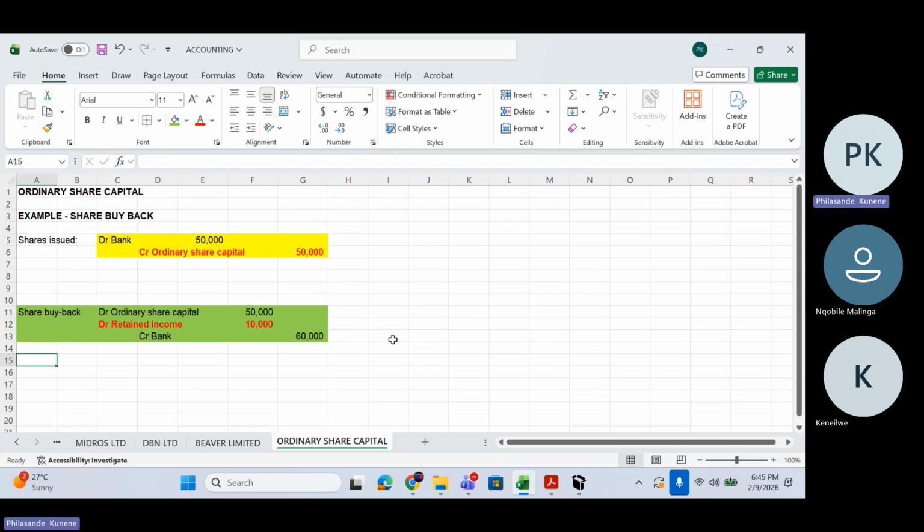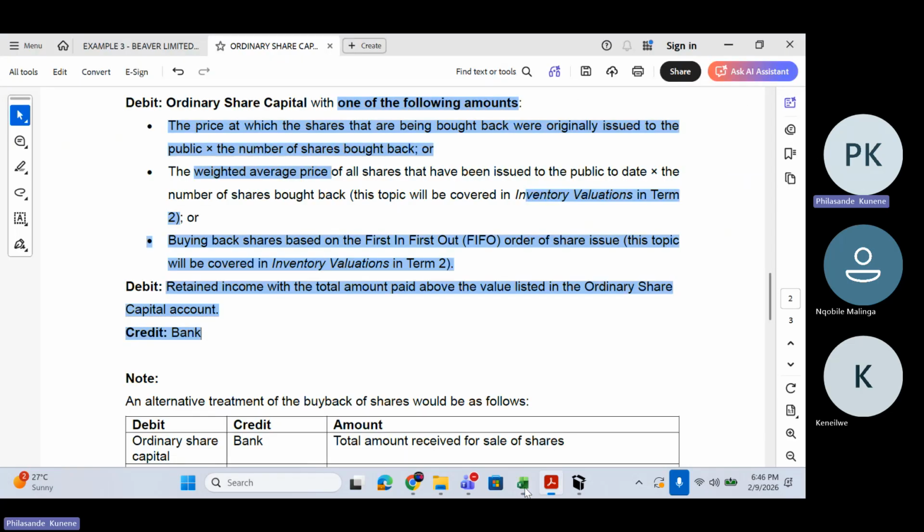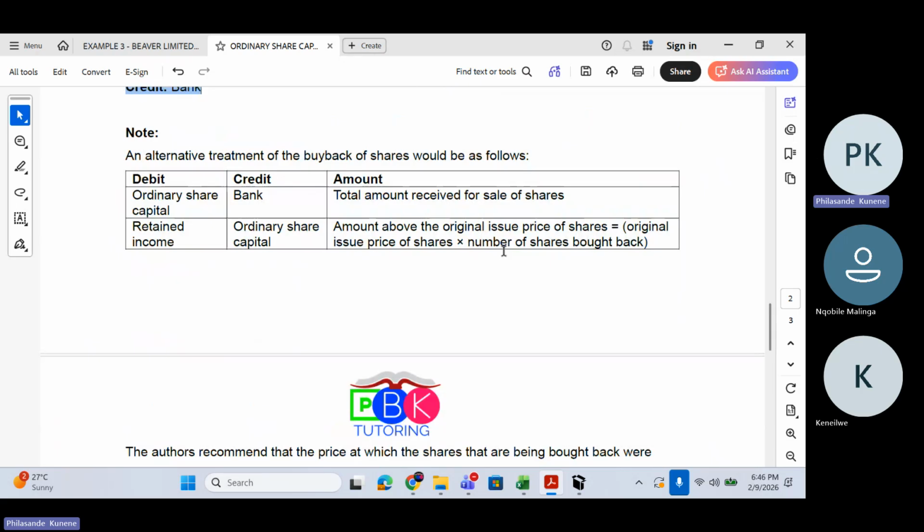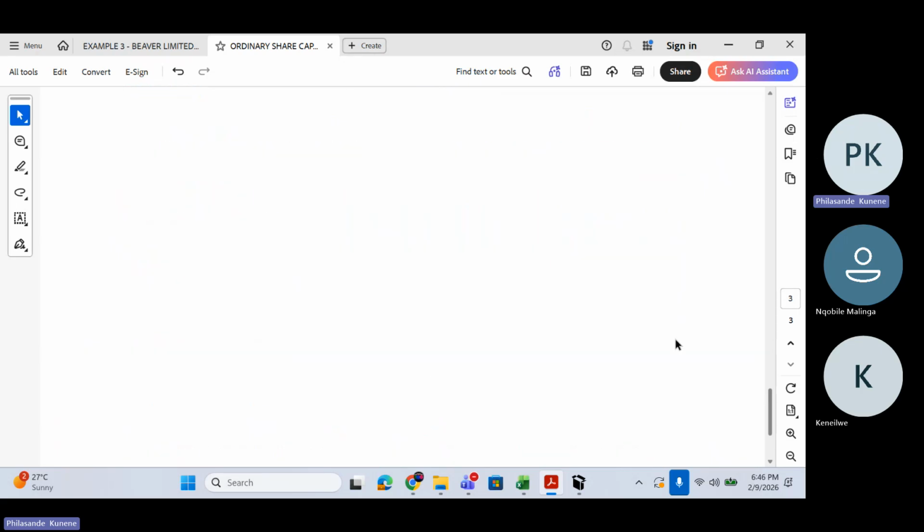Whenever there's a share buyback, you must be careful: how much are we buying them back at? Most of the time it will be higher, because that is a complex situation. If you buy them back at 50,000, it's simple and straightforward. Same thing, you just reverse what you did before. If you're buying them at a price lower than that, it's also simple and straightforward. But this is the complex one that they're going to test you on. So it's very important that we look at it.